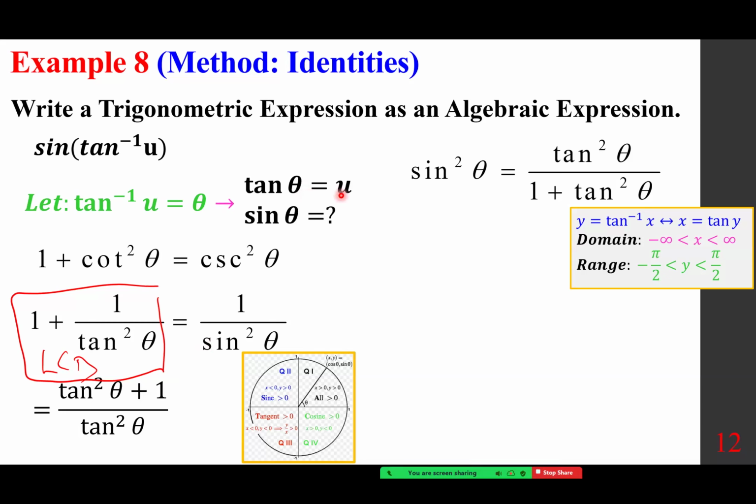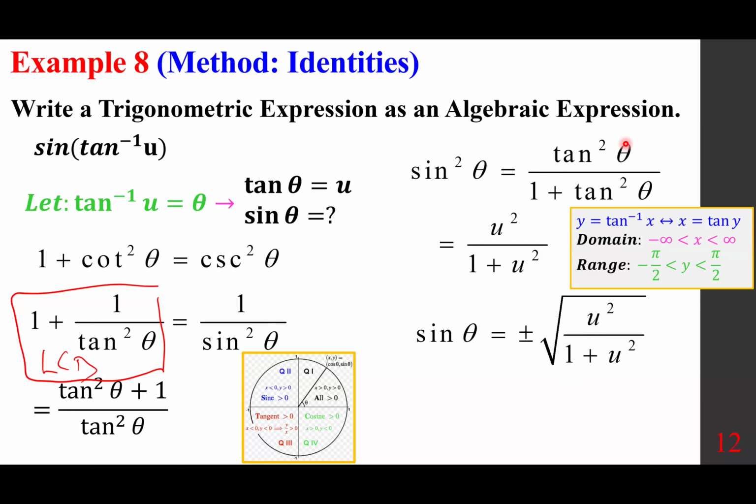And so let's plug in. Tangent is u. So u squared over 1 plus u squared. So what is sine theta? Well, take a square root, plus minus.